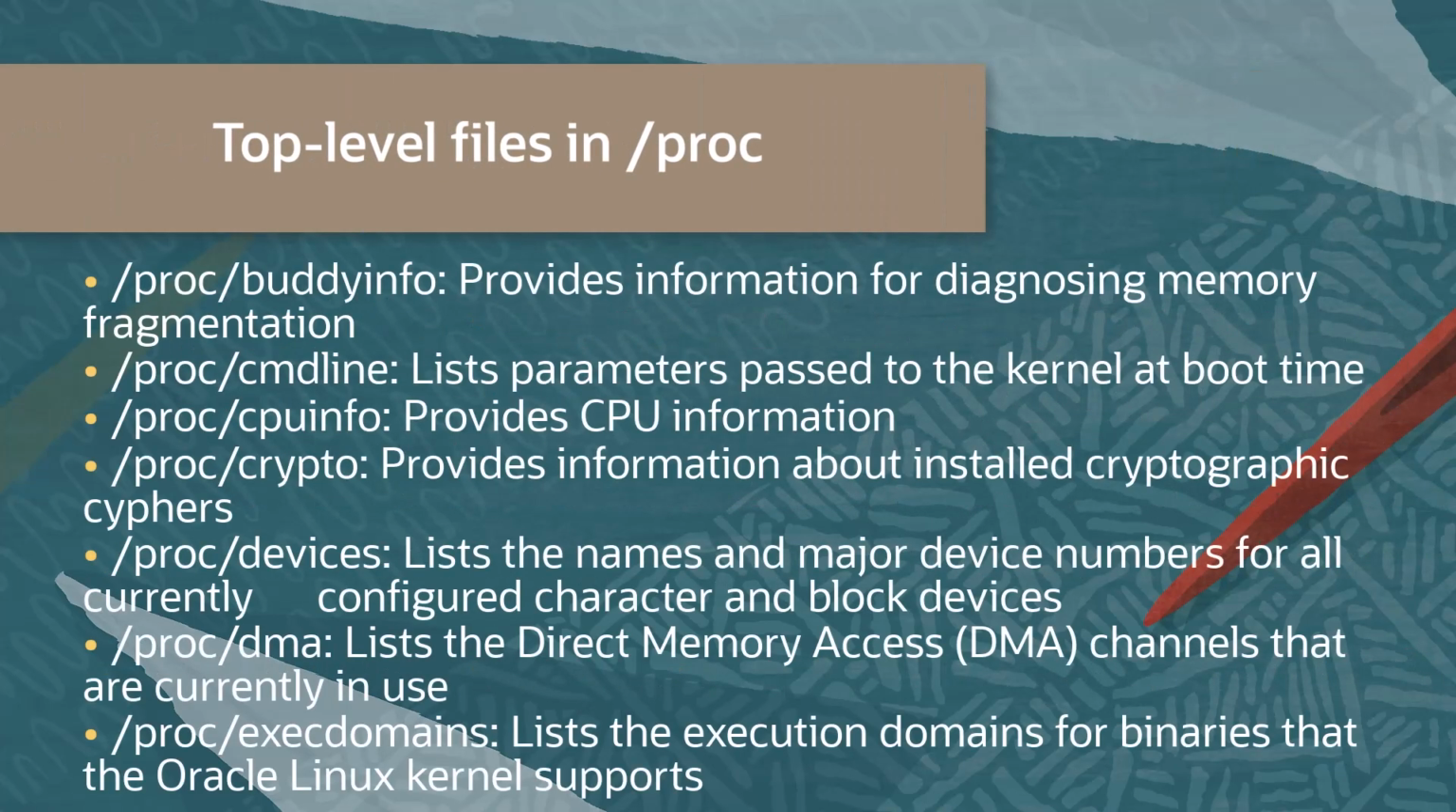The following are examples of top-level files in Proc. Proc buddyinfo provides information for diagnosing memory fragmentation. Proc cmdline lists parameters passed to the kernel at boot time. Proc cpuinfo provides CPU information. Proc crypto provides information about installed cryptographic ciphers. Proc devices lists the name and major device numbers for all currently configured character and block devices. Proc dma lists the direct memory access channels that are currently used. And proc execdomains lists the execution domains for binaries that the Oracle Linux kernel supports.